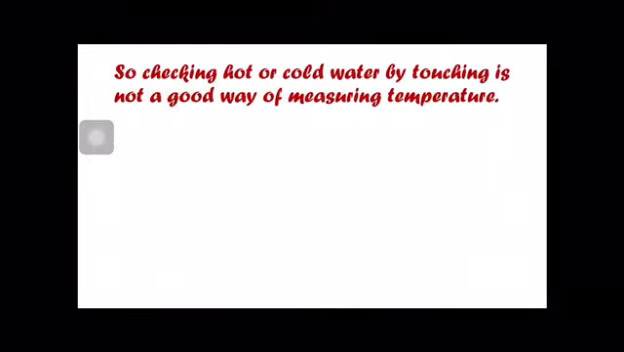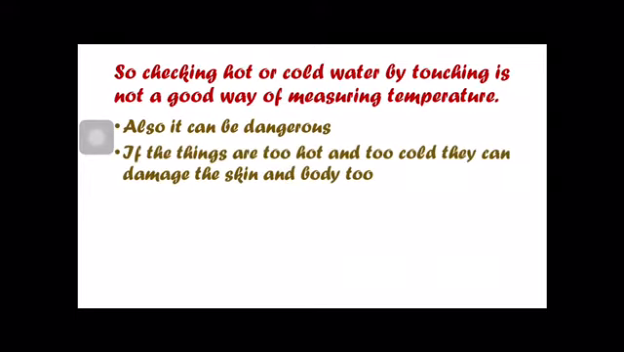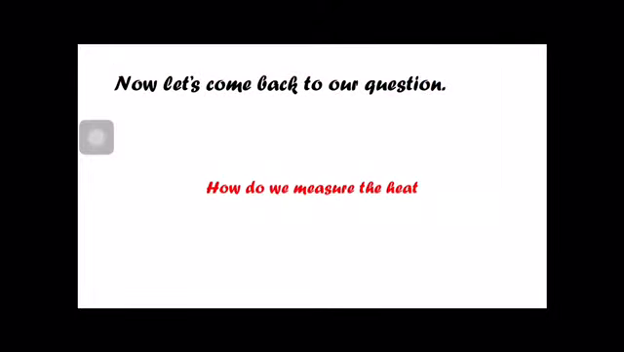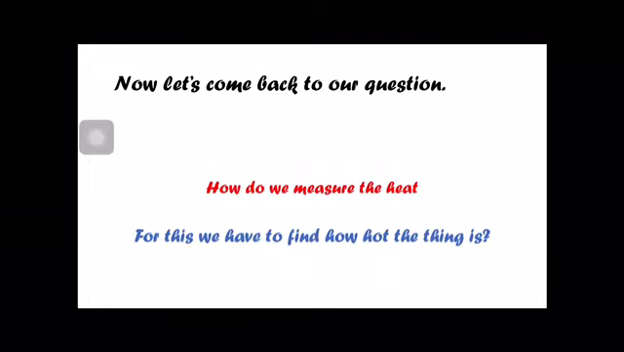So checking for hot and cold just by touching is not a good way of measuring temperature. Also, it can be quite dangerous. If things are too hot or cold, they can damage your skin and body too. Then how do we measure heat? We often decide which object is hotter than another by touching the object, and the degree of hotness is called temperature. The hotness of an object is measured with the help of a thermometer.